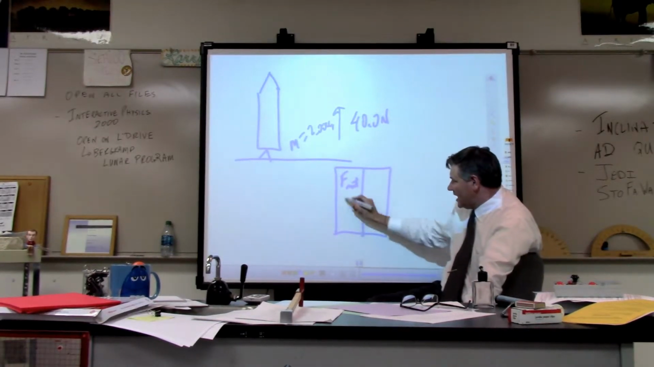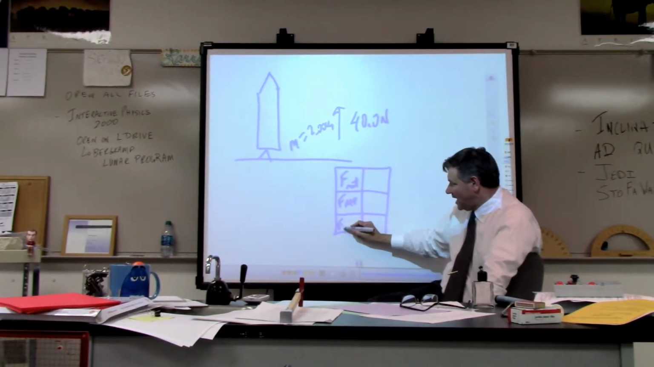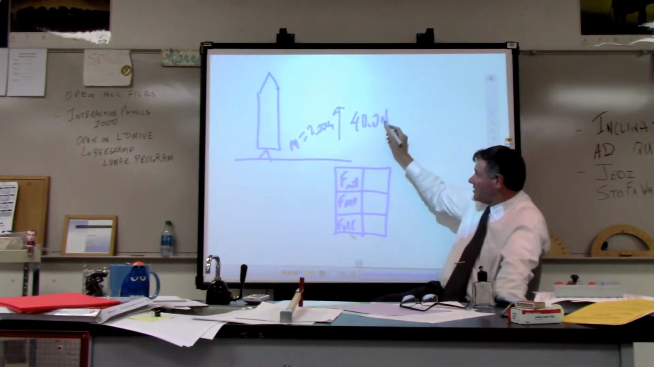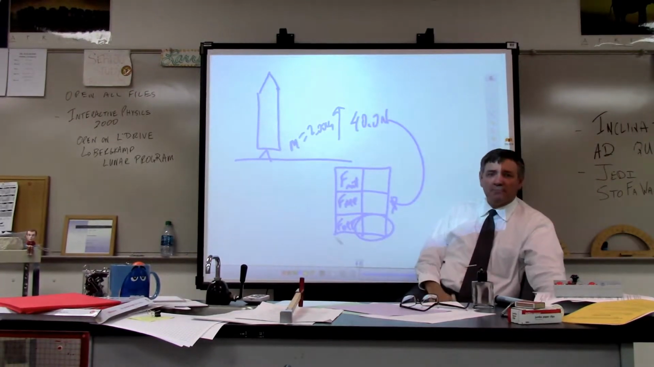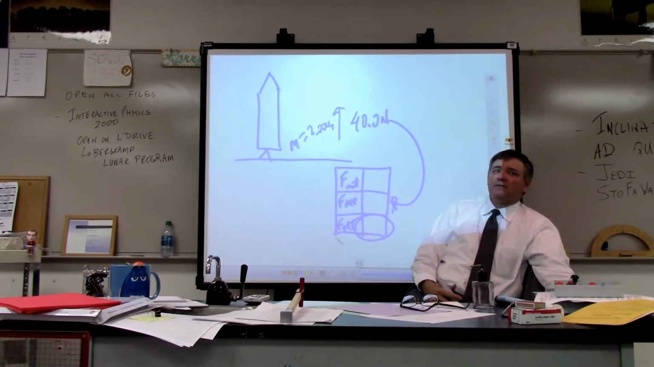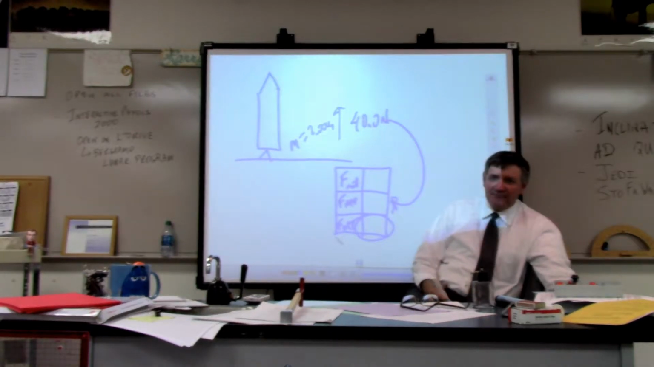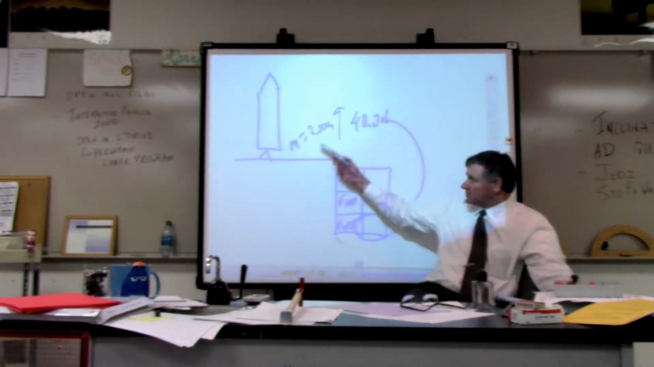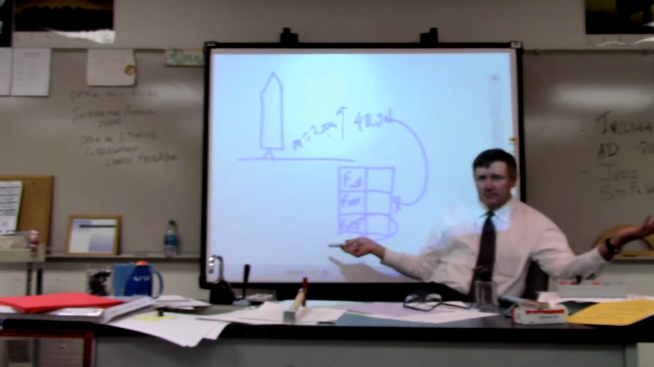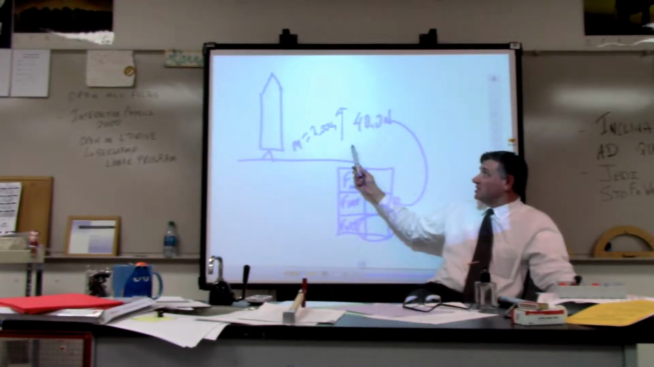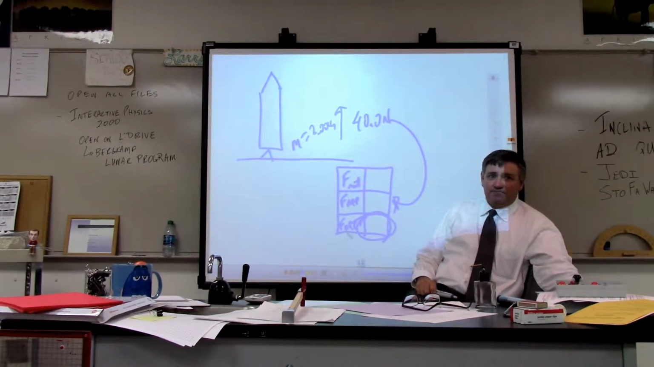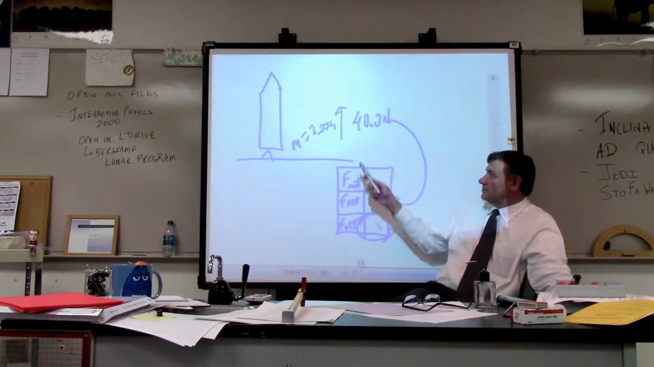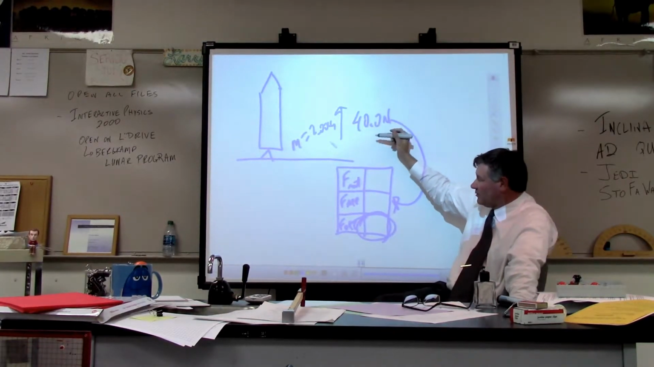Net, F_AP, F_OP. So the 40 newtons is my applied force. What could potentially be my opposing force? Gravity. And how are you going to get that value? Multiply 2 kilograms by 9.8. Now, if you're defining up as being positive, then you do need to make this a negative value. So that becomes negative 19.6.